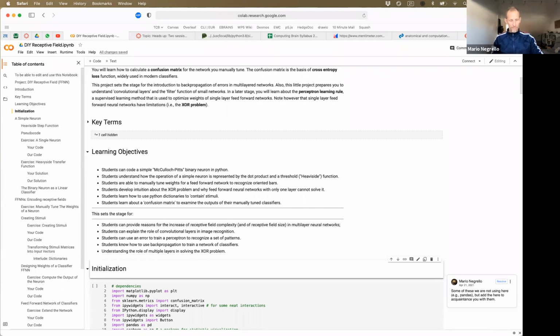And meanwhile, if you're feeling so inclined, you can try to find these weights for the XOR network, which are here.